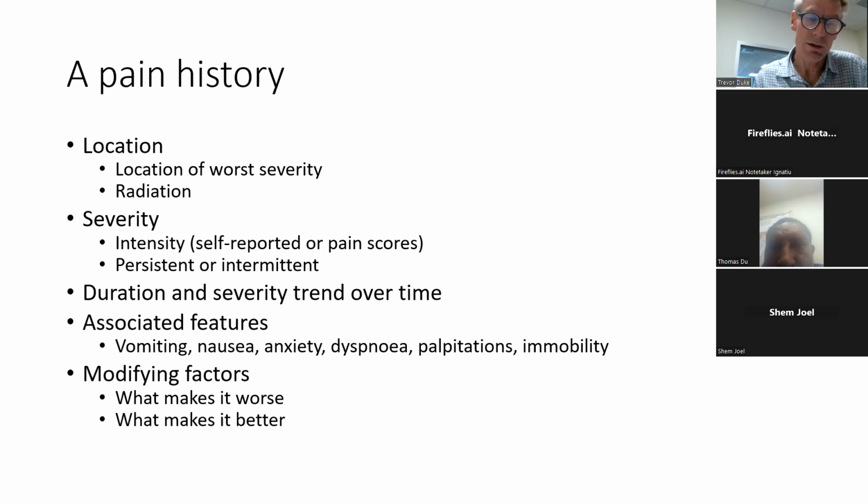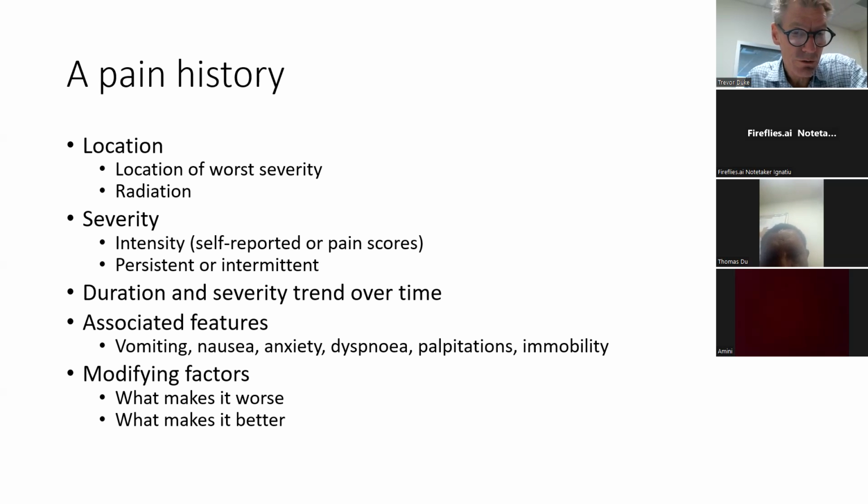There are ways in which you can semi-objectively understand the severity of pain, both the intensity, often self-reported or using pain scores, which I'll show shortly, and whether the pain is there all the time or if it's intermittent. You need to know something about the duration and the severity trend over time. Is it getting worse, or is it improving, or is it staying the same?